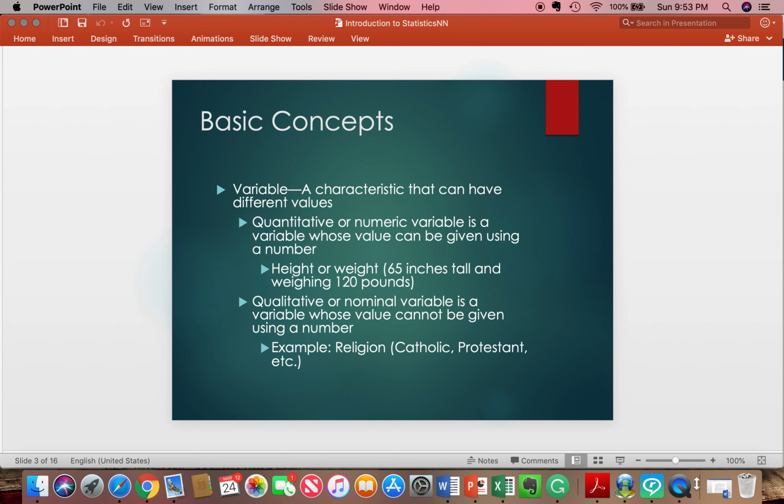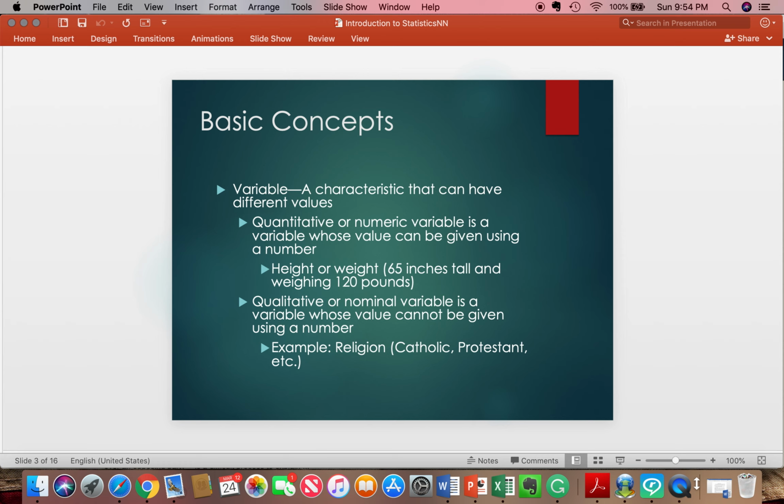Quantitative being those numbers that we're going to utilize, and qualitative or a nominal variable is a variable using values that cannot be given using a number. So an example is religion. If you ask people what their religion was, they would say I'm a Catholic, I'm a Protestant, etc. And that would be a qualitative answer, as opposed to if I asked you what your weight was, you could definitely give me a number.